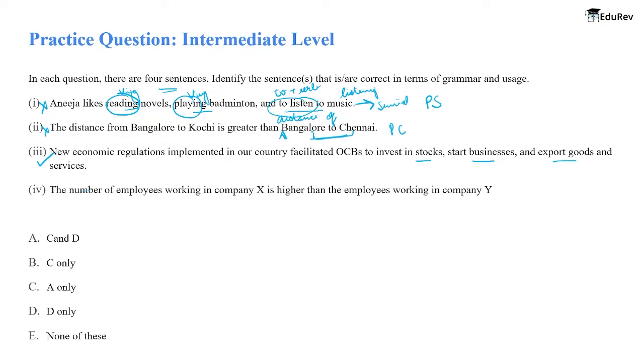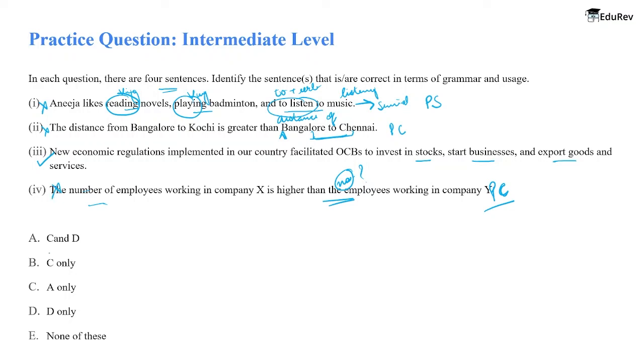The fourth one is, the number of employees working in the company X is higher than the employees working in the company Y. Now, what is higher than the employees working in the company? The number. Here we are talking about the number of employees. So here we should also mention the number of employees. We are talking about comparisons, parallel comparisons. Where is the number here? So this is also incorrect.